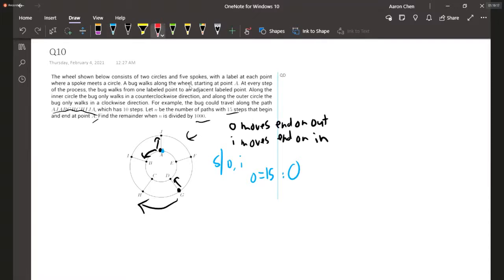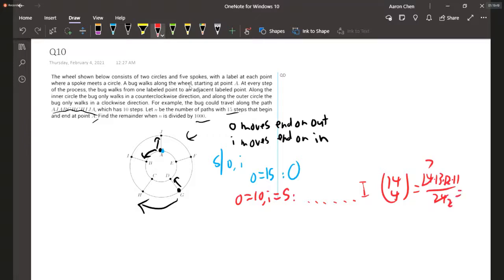Now the next case is when O equals 10 and I equals 5. In this case, the end must be I. So for the previous 14 terms, 4 of them must be I. And so that gives 14 choose 4 ways. And this is 14 times 13 times 12 times 11 over 24, which is equal to 7 times 13 times 11. And that's basically 1001.